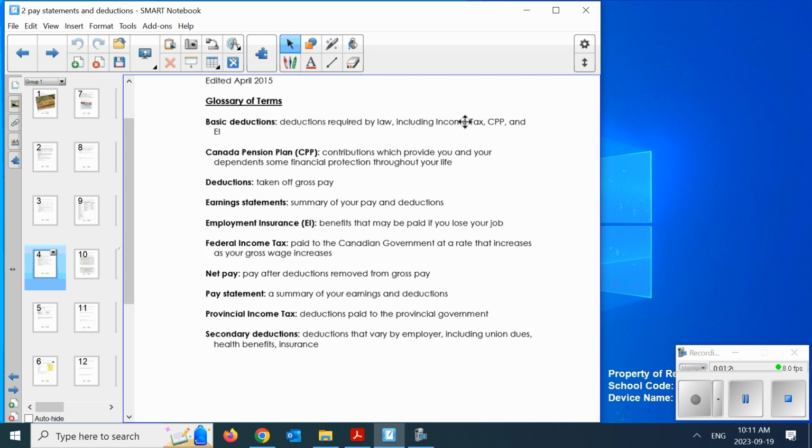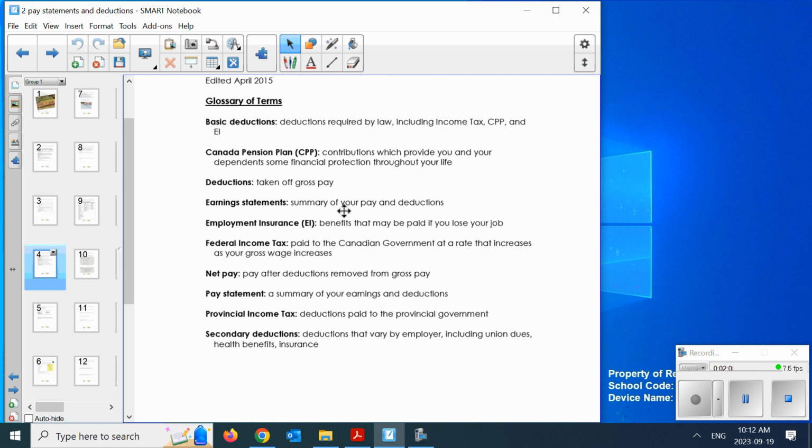Now, first of all, what is income tax? Well, we'll bring it up as we go through it. Canada Pension Plan is contributions which provide you and your dependents some financial protection throughout your life. Essentially, when you turn 65, it starts paying you back. It sets aside money from your paycheck and your employer, a little bit, even when you're 20. By the time you turn 65, hopefully you've built up enough that it'll pay you $500 a month or something like that. You don't have to work full time. Deductions are taken off your gross pay.